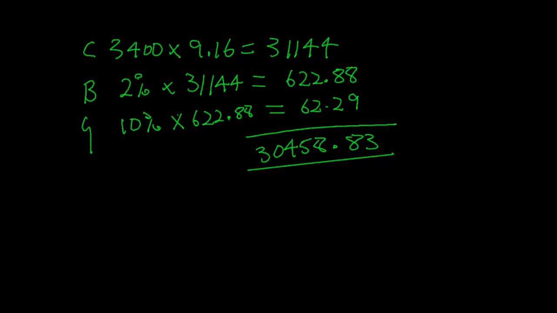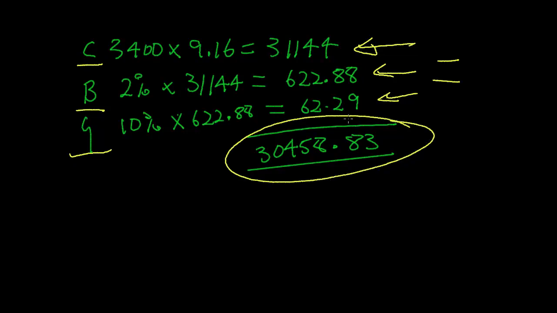So you do the same thing: consideration, brokerage, and GST. You've done this before, and you get $31,144. This is your brokerage, and this is your GST. Now you've got to subtract them. Remember, subtracting them because you are selling, and that becomes our wonderful price that we get from selling our shares.